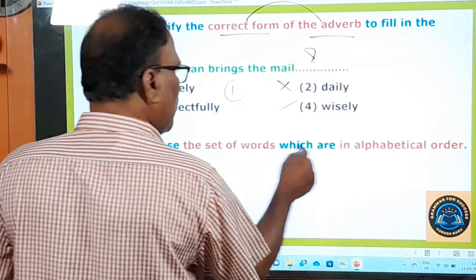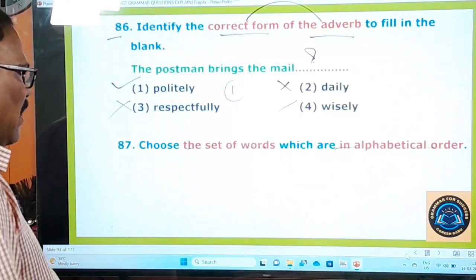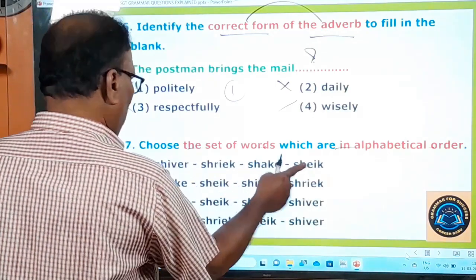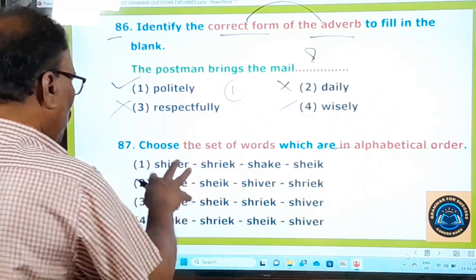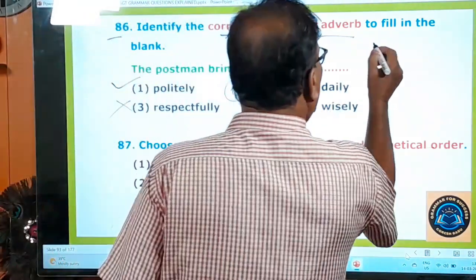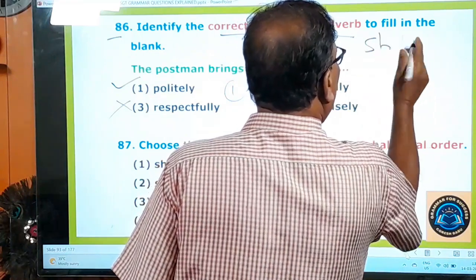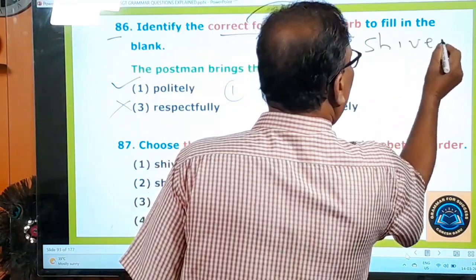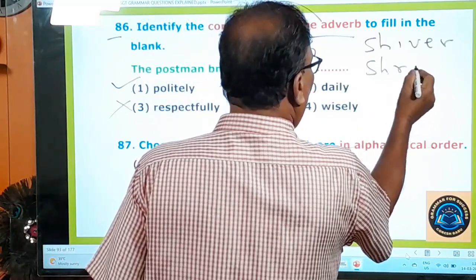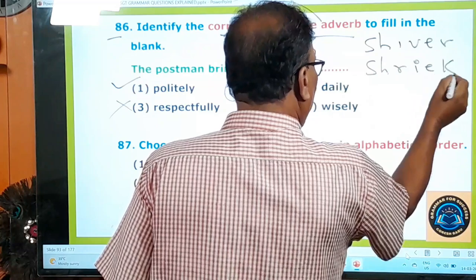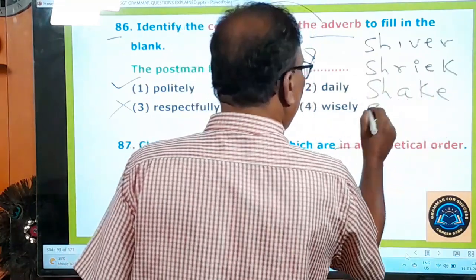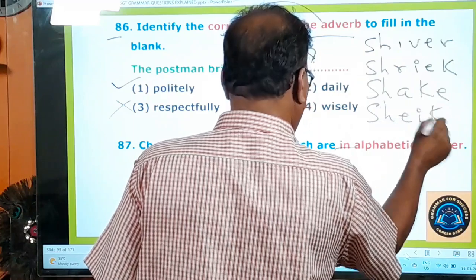Choose the set of words in alphabetical order. Set of words. What are the set of words? Shiver, shriek, shake, shake. So all these words are there. So don't get confused. You write all of them in a vertical order. Shiver, shriek, S-H-R-I-E-K, shriek. Shake, S-H-A-K-E, shake. Shake is there.